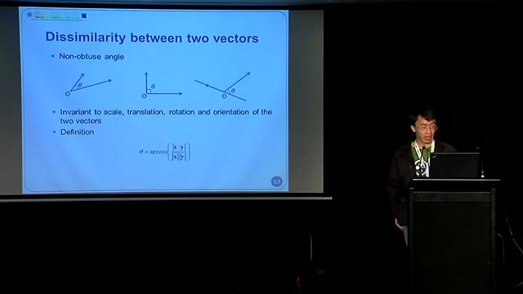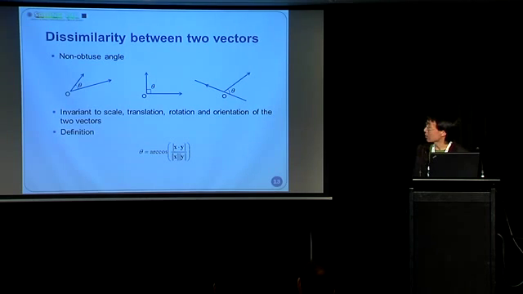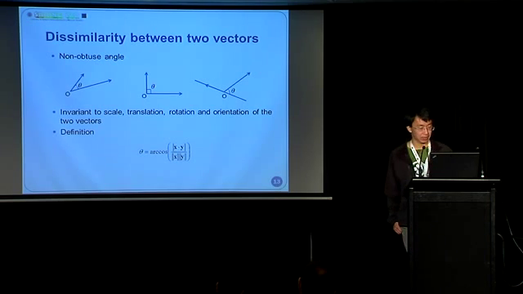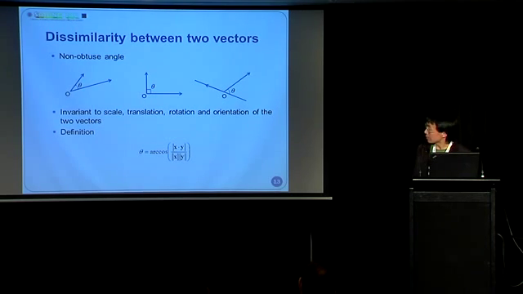So in this work, we choose to use this non-obtuse angle. If the angle between two vectors is acute or right, we just use it as the dissimilarity measure. If the angle is obtuse, we choose to use the complementary angle of the original angle as the dissimilarity measure. This non-obtuse angle is invariant to scaling, translation, rotation, and orientation of the two vectors. Mathematically, the non-obtuse angle theta between two vectors x and y is defined in this form.